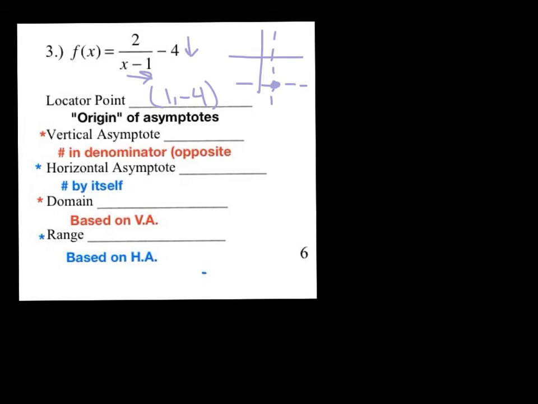So your vertical asymptote goes through positive 1, and your horizontal asymptote goes through negative 4.